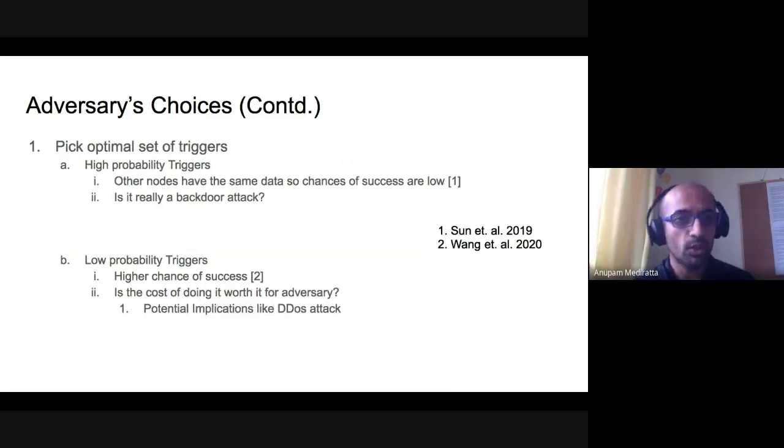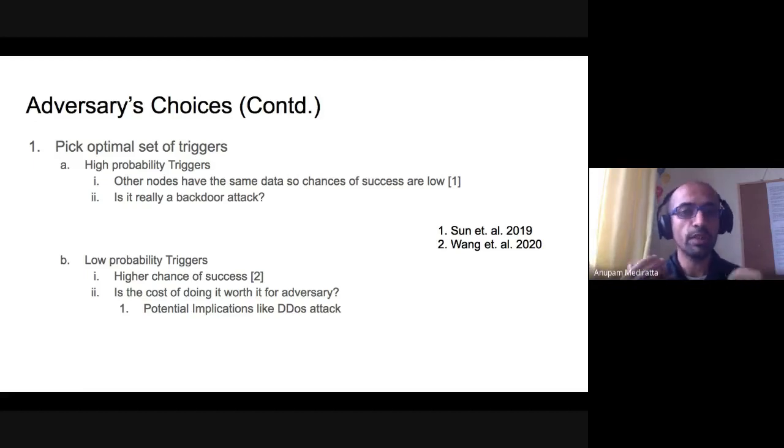There's a third choice for the adversary, which is that I can pick an optimal set of triggers. A trigger in the language case is a phrase which somebody will type in, and the next word is what the adversary wants it to be. If you pick a very high probability trigger, which people type in more frequently, then other nodes would also have that phrase, which means that when it gets averaged using FedAvg at the server, your effect will not count much unless you control a lot of nodes.